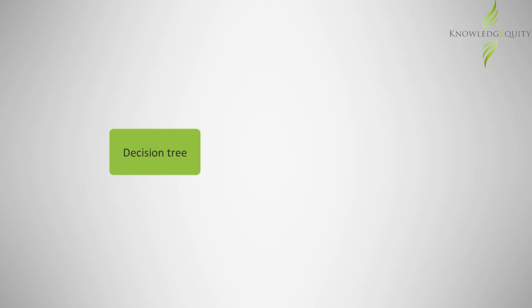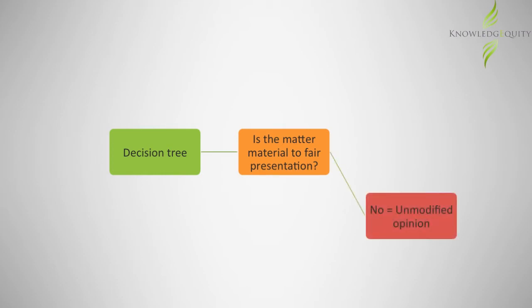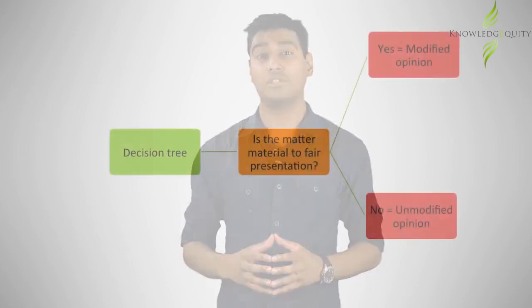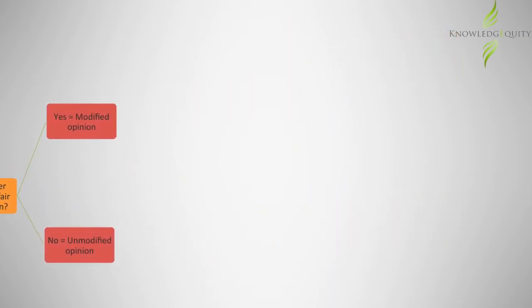The first thing we need to do is ask if the issue or issues would materially affect fair presentation of the financial statements. If the answer is no, then the appropriate opinion would be an unqualified opinion. However, if the issues do materially affect fair presentation, then the auditor would need to modify the audit opinion. But remember that there are 3 types of modified opinions, and so to determine the appropriate one, we have to determine if the issues are pervasive.